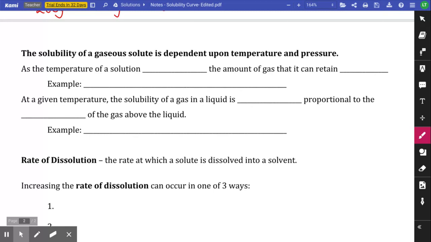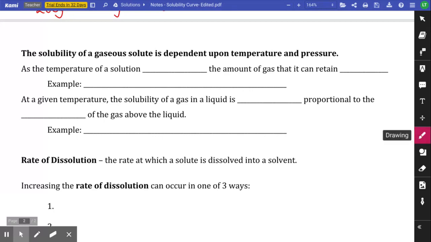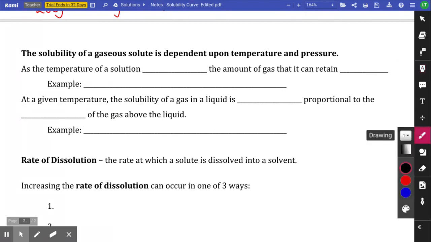All right, so we hinted earlier, we talked about how gases are affected by temperature and pressure, whereas solids are just affected by temperature. So I do want to go ahead and define how it affects gases. For gases, as the temperature of a solution increases, the amount of gas that it can retain is going to decrease. So as I increase my temperature, it's going to decrease the amount of gas it can retain.